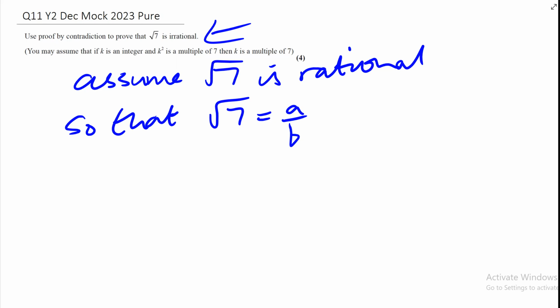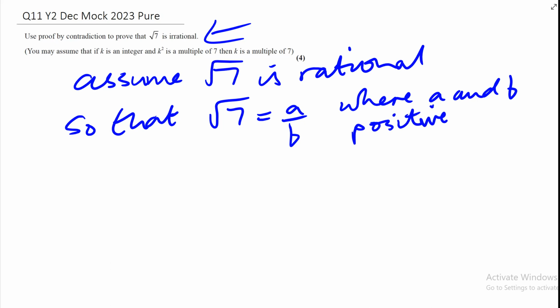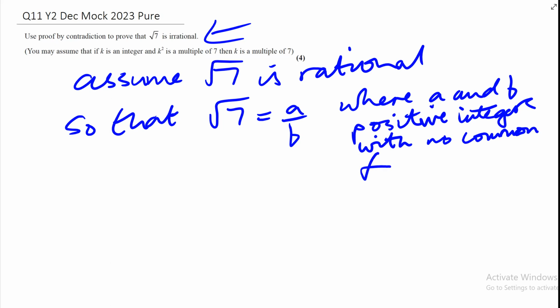So any rational number can be written as a fraction where you have two integers divided by each other with no common factors. So a and b are positive integers with no common factors, and that is very important. So let's underline that.